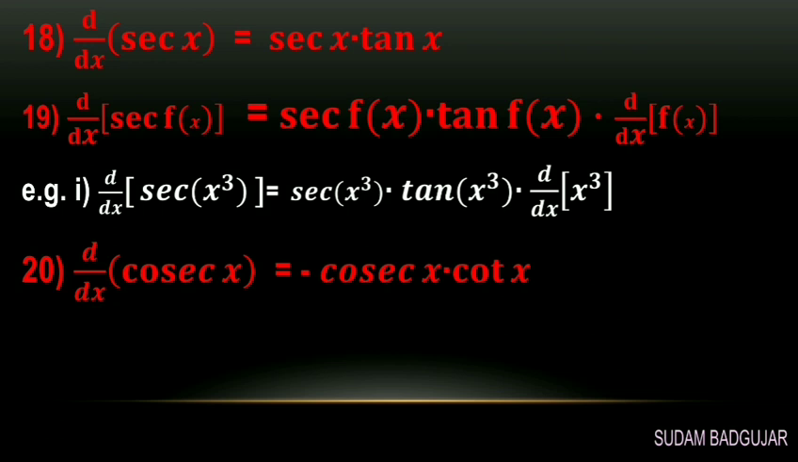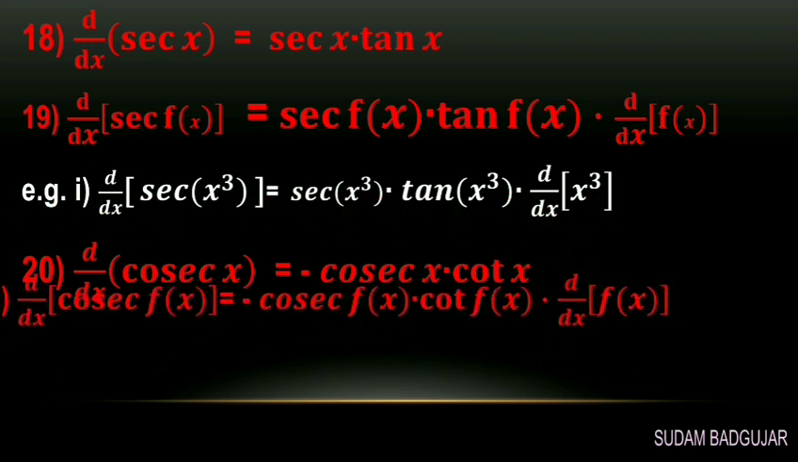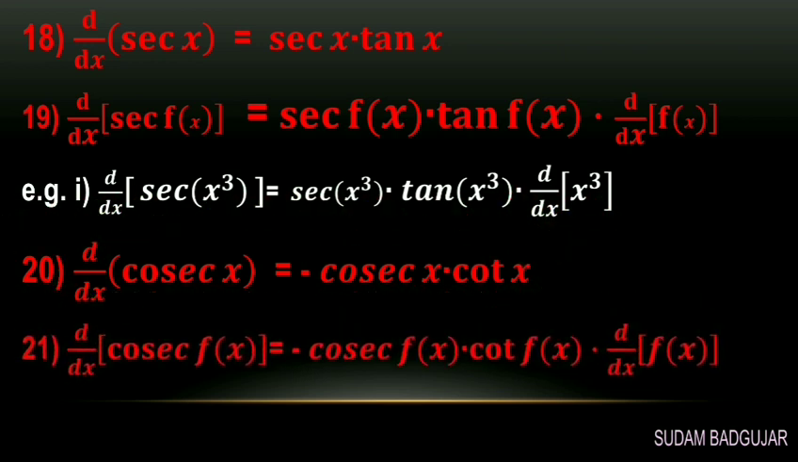Formula number 20, the derivative of cosec x is equal to minus cosec x into cot x. Then the derivative of cosec of f of x is equal to minus cosec of f of x into cot of f of x into the derivative of f of x.